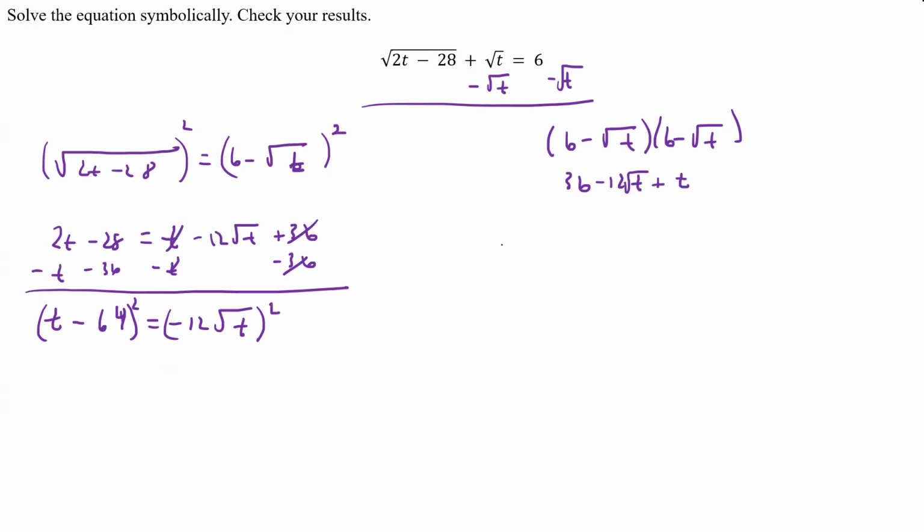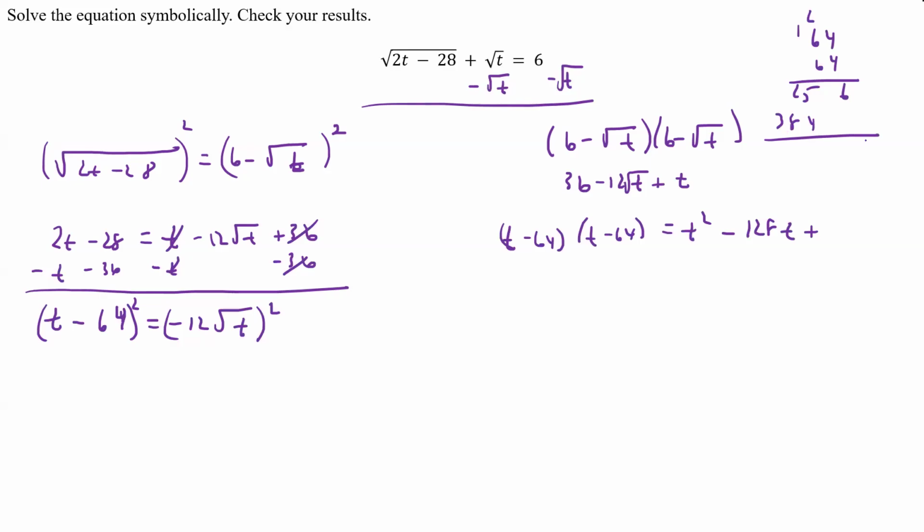All right. So now we have t minus 64 times t minus 64. So that's going to be what? t squared minus 128t, and then plus 64 times 64. That's 4096. All right, so that's a big number. So let's write that over here.